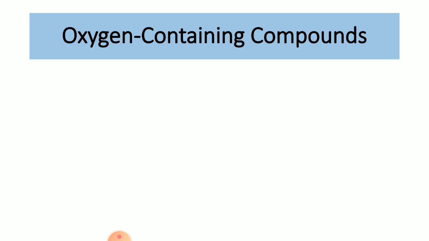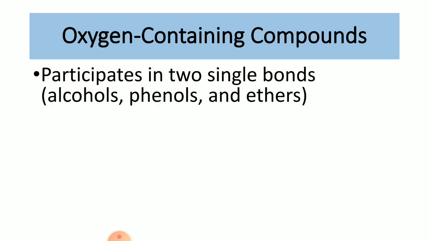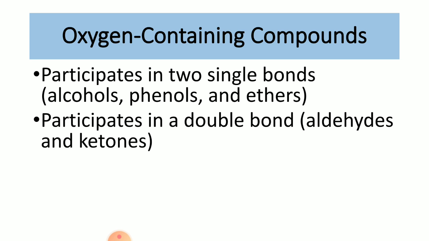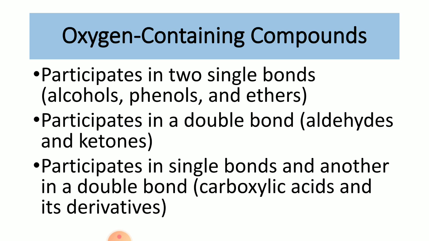Next, we have the oxygen-containing compounds. Some hydrocarbon derivatives have oxygen-containing functional groups, in which the oxygen either participates in two single bonds. We have the alcohols, phenols, and ethers. Oxygen can also participate in a double bond, which includes aldehydes and ketones. Or it can participate in single bonds and another in a double bond, which includes carboxylic acids and their derivatives.